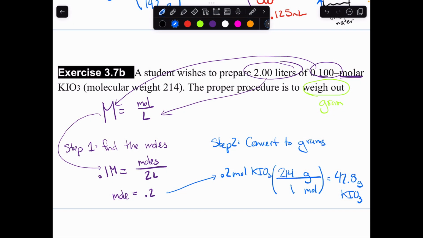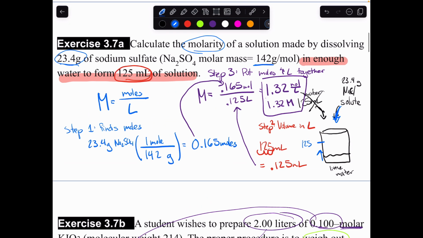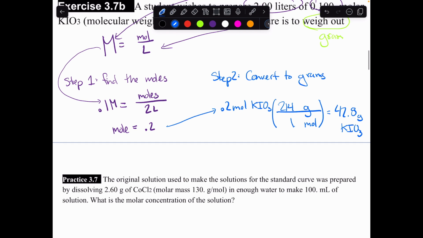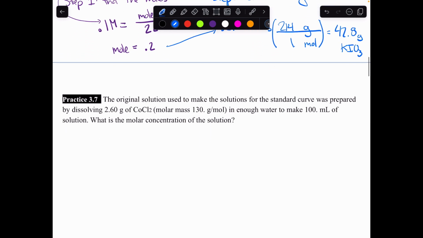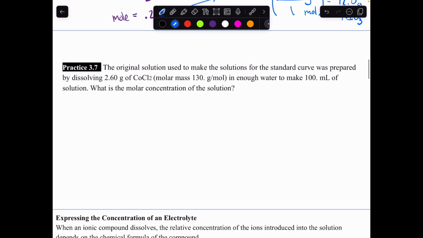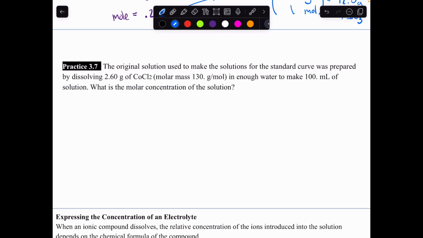Notice once again that we have 2 different problems in what we're finding. But the basic idea is, once again, identify what you know, identify what you don't know, and then focus on getting the unit that you don't know. For this practice one, I'd like you to go ahead and pause the video and try this one on your own. And when you have an answer, hit play and see how you did.